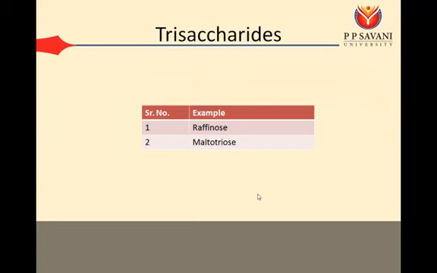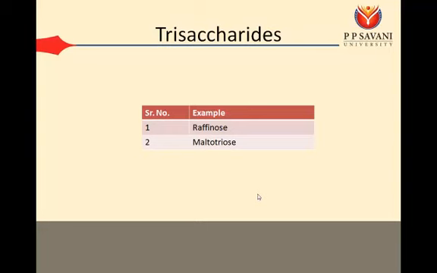Now let's see what trisaccharides are. Tri means 3 and saccharide means sweet. Hence these trisaccharides are made up of 3 monomers. Again they are also linked by glycosidic bonds. So the examples of trisaccharides are raffinose and maltotriose.